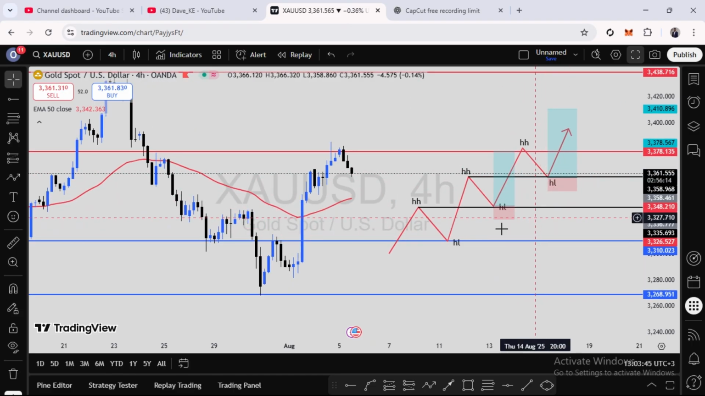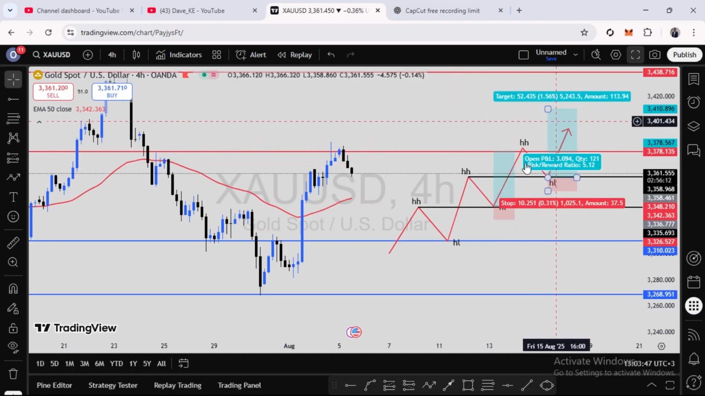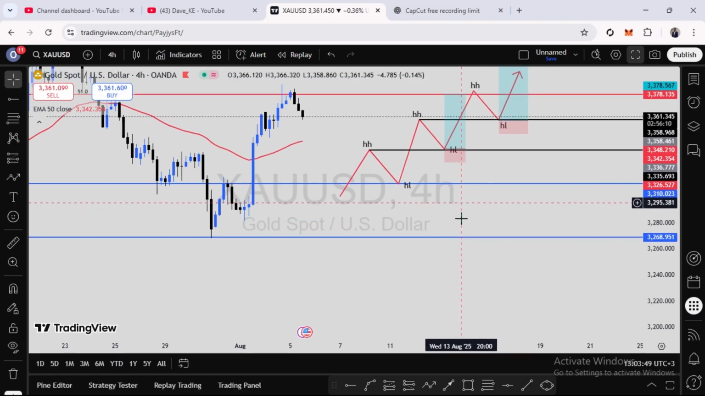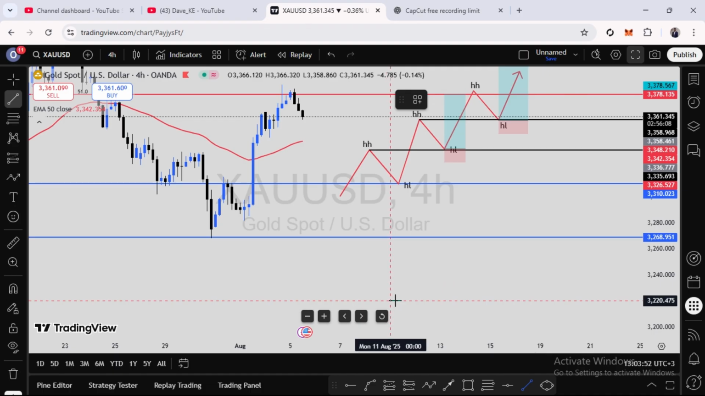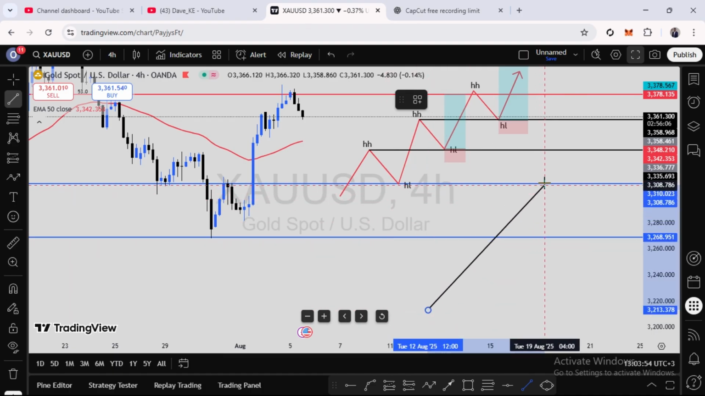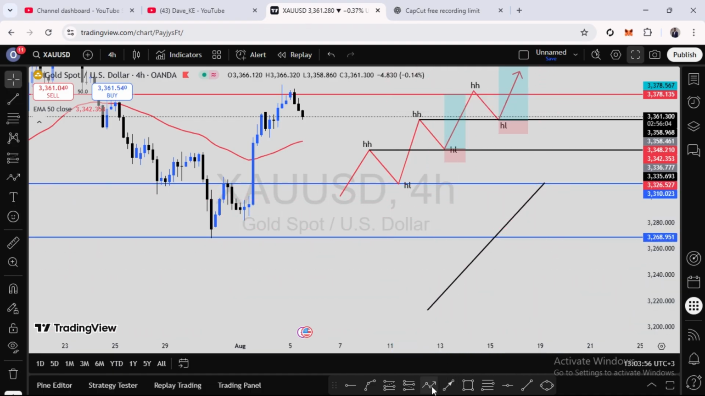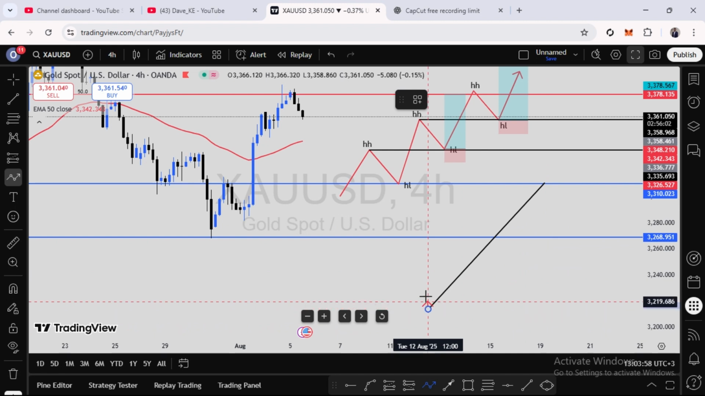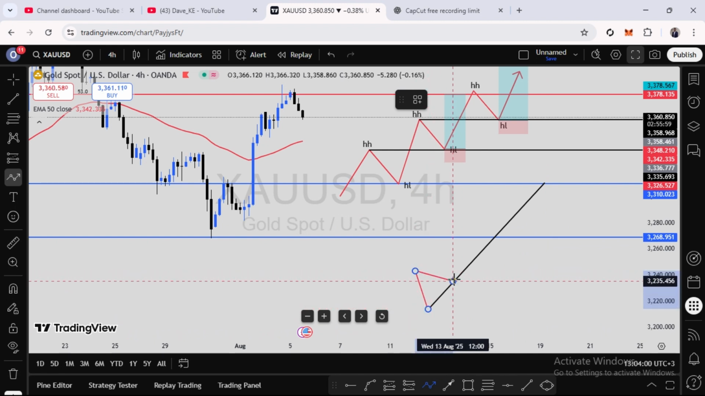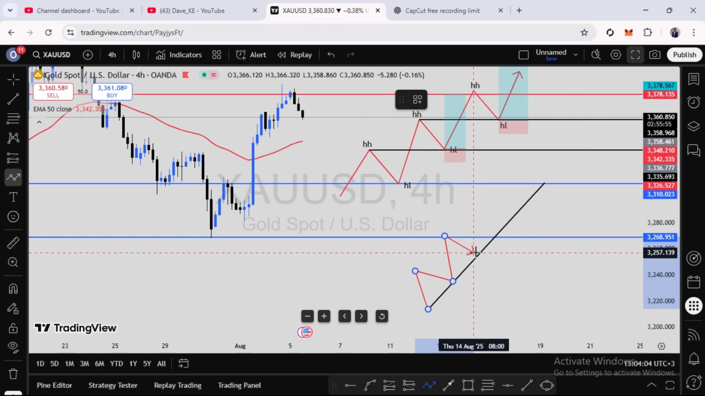You need to understand the different types of markets. We have the uptrend, downtrend, and then the ranging market. Gold also respects trend lines a lot. So we can have the first touch on the trend line, the second touch, and then when the market comes to the trend line for the third time, that's where you execute your buys.